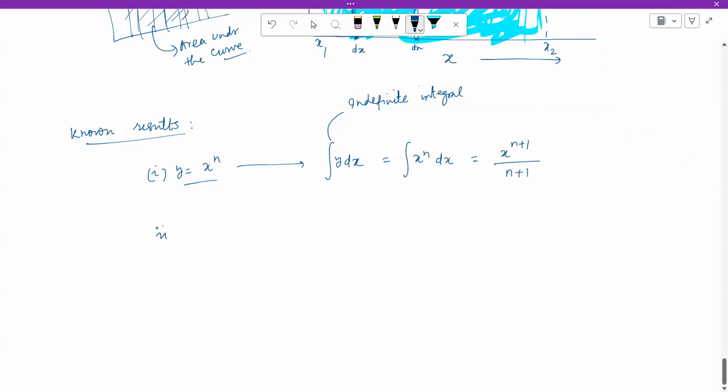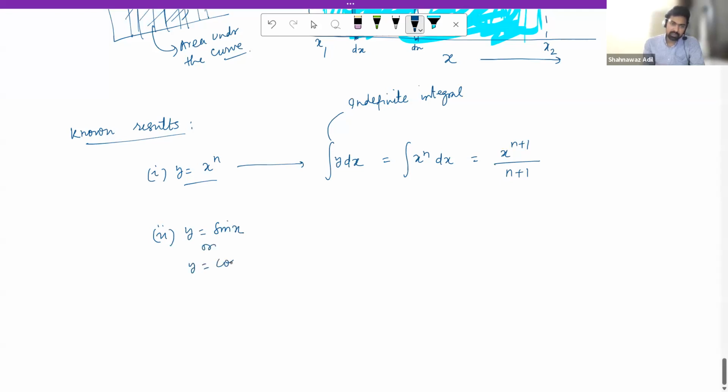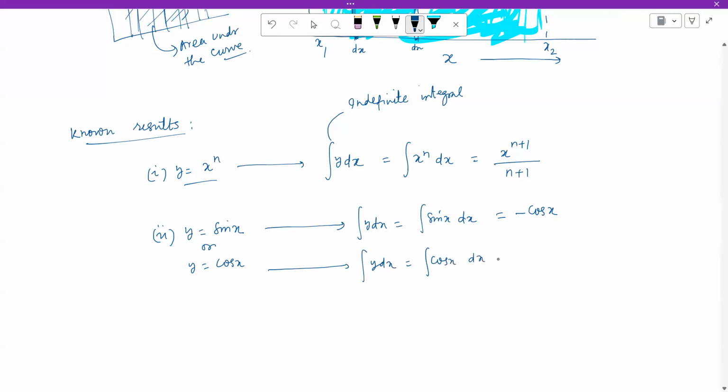Let's say we have a trigonometric function, let's say sin x, or let's say we have cos x. So then this integration would be opposite. In differentiation, the derivative of cos x was minus sin x, but in here this would be minus cos x, right? So this would be minus, plus signs, right?